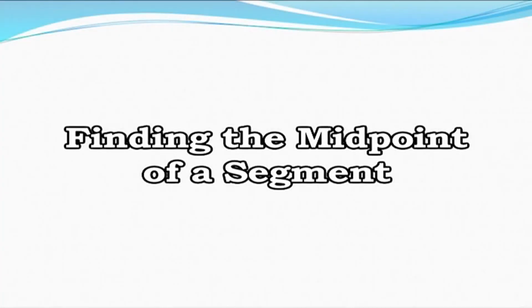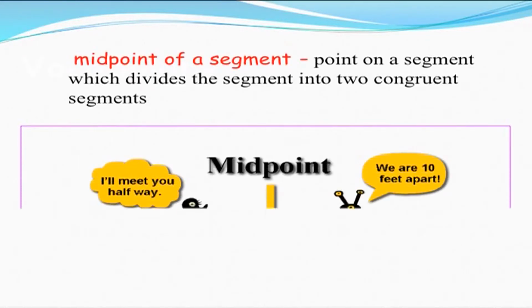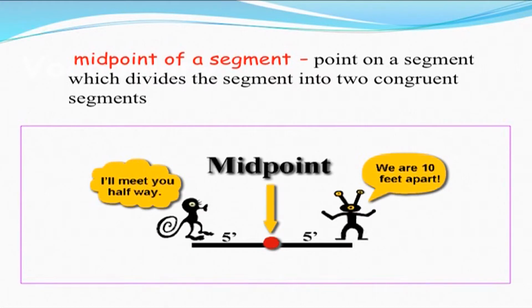Now, how to find out the midpoint of a line segment? What do we mean by a midpoint? We can understand it like a point which is lying in the middle. In this figure, we can say these two points are 10 units apart. So, the midpoint in between will be 5 units towards in both the cases.